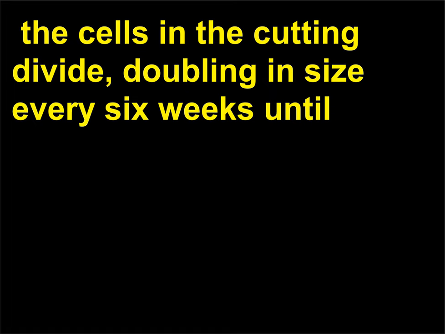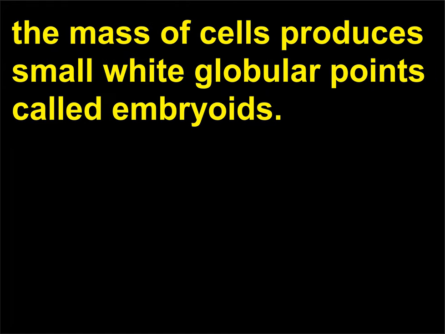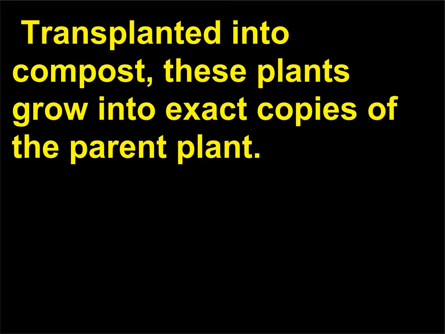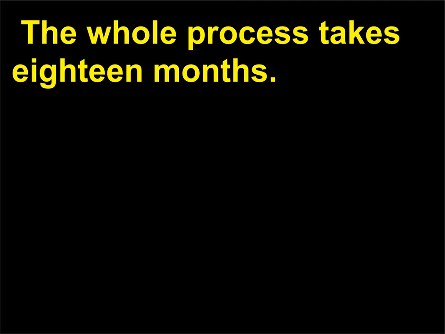The cells in the cutting divide, doubling in size every 6 weeks until the mass of cells produces small white globular points called embryoids. These embryoids develop roots or shoots and begin to look like tiny plants. Transplanted into compost, these plants grow into exact copies of the parent plant. The whole process takes 18 months.